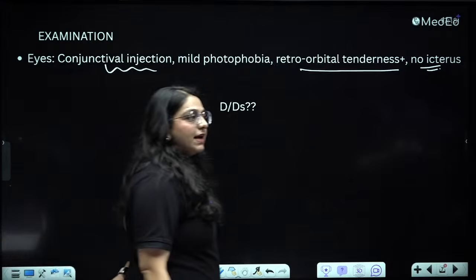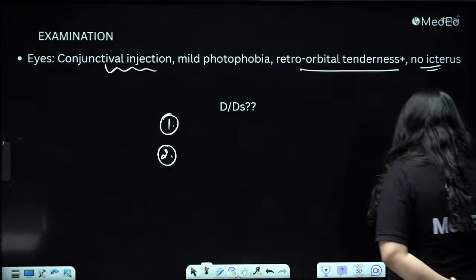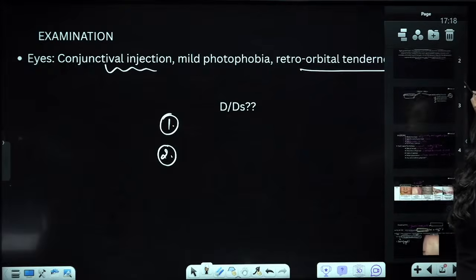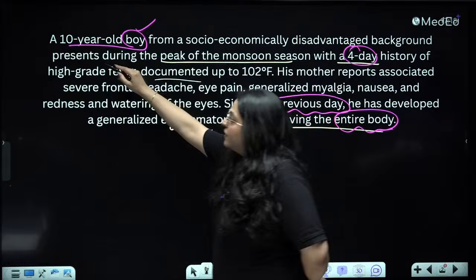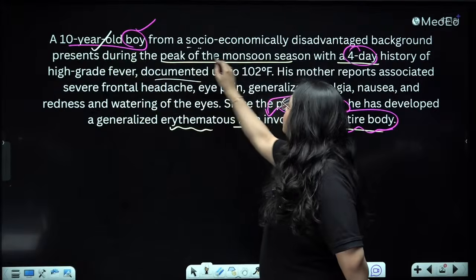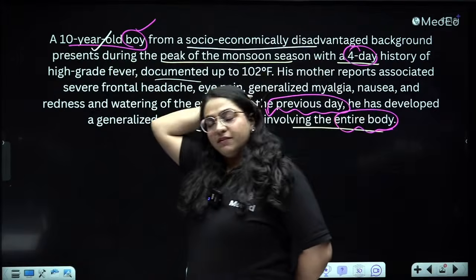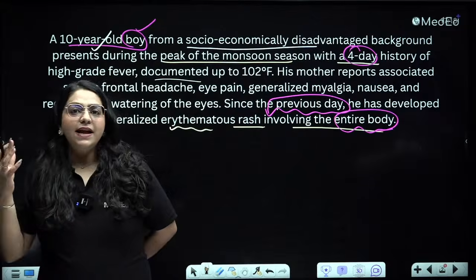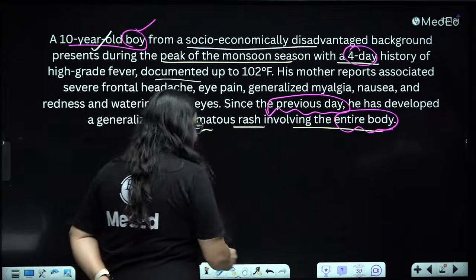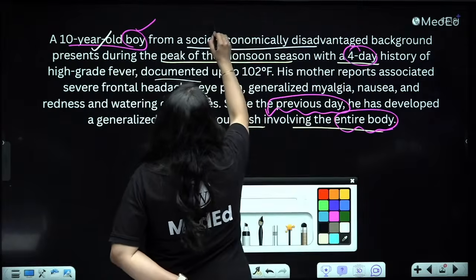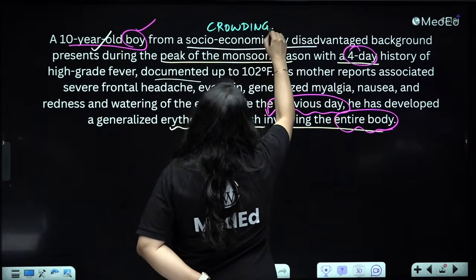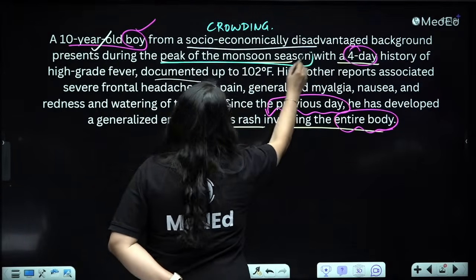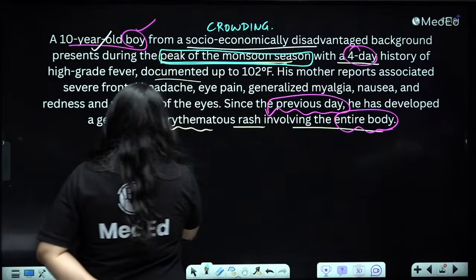So basically, when the patient came with what? 10-year-old boy, poor socioeconomically disadvantaged background. I understand. What else can be there? Let's write the buzzwords. Crowding. This is telling me crowding. Yeah. Peak of the monsoon season.